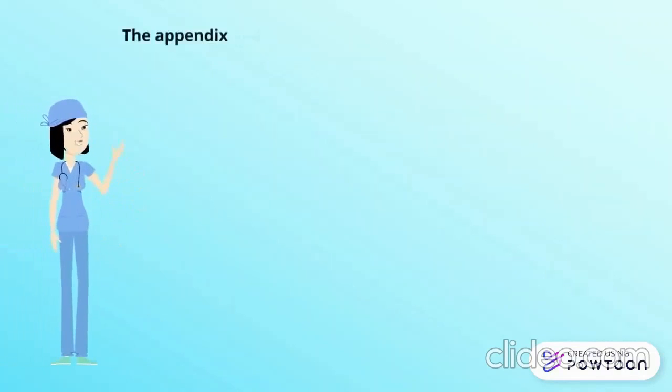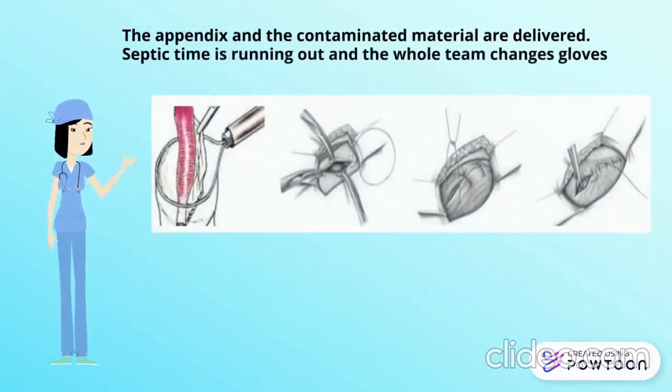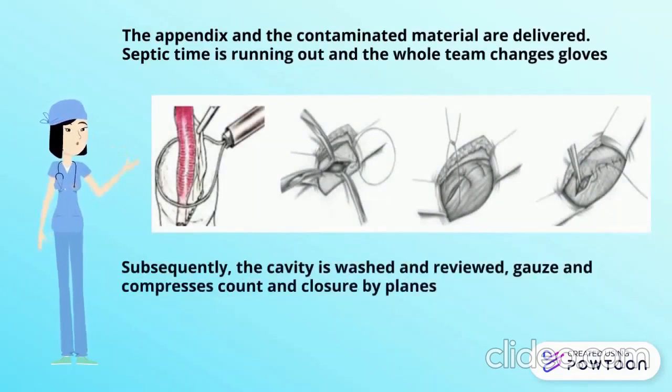The appendix and the contaminated material are delivered. Subsequently, the cavity is washed and reviewed, gauze and compress count is done, and closure by planes.